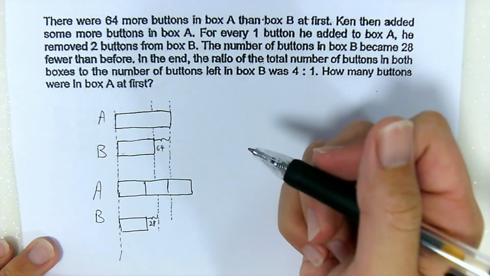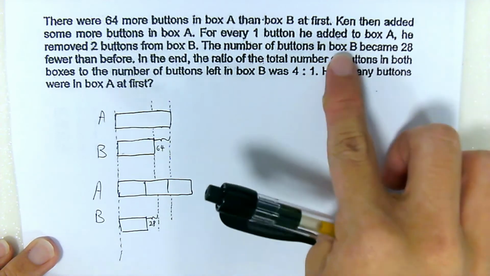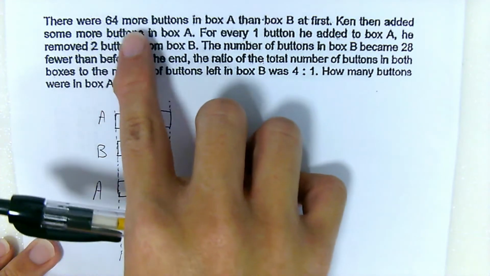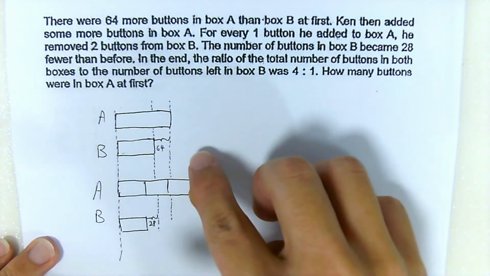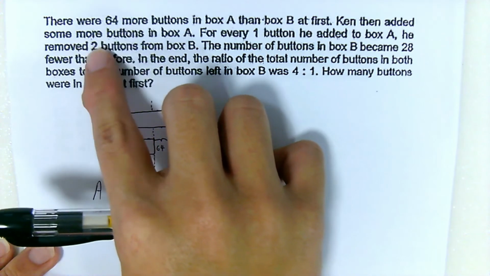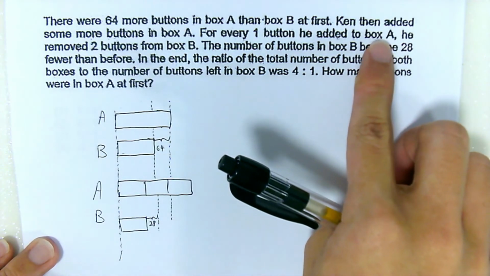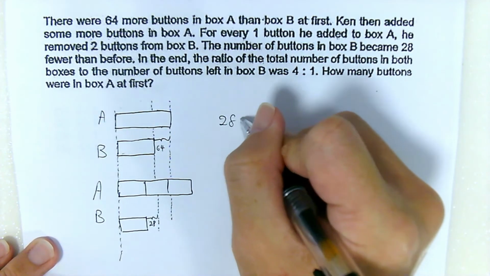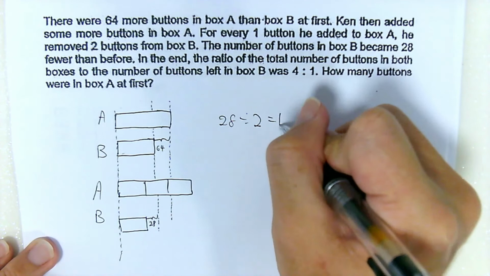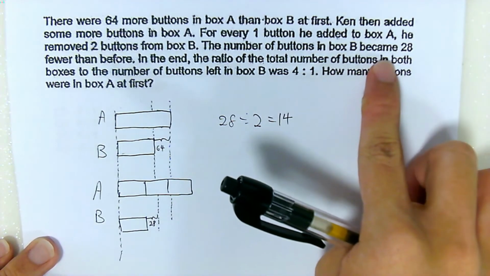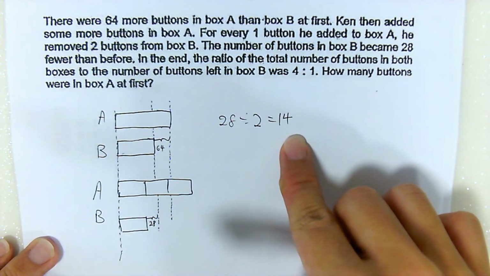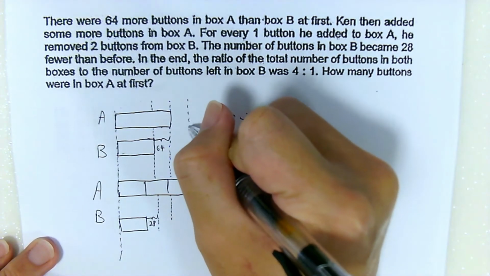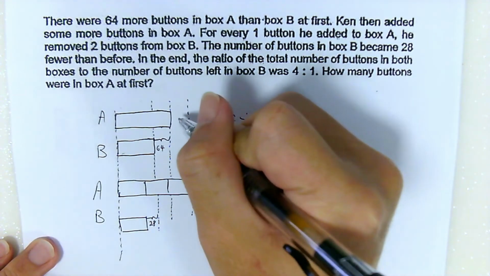Now we know that B became 28 fewer. But how did it become 28 fewer? It's because they keep on removing 2 buttons from B. And if they remove 2 buttons from B, they will add 1 to A. So I want to find out, if they remove 28 from B, how many buttons did they add to A? Very simple. I take 28 divided by 2, so I'll get 14. Which means that for B to become 28 fewer, A must become 14 more. So the difference between the original A and the A at the end is supposed to be 14.